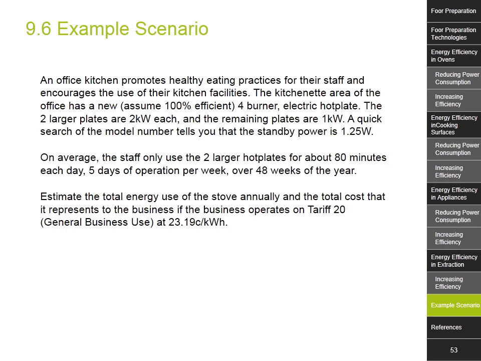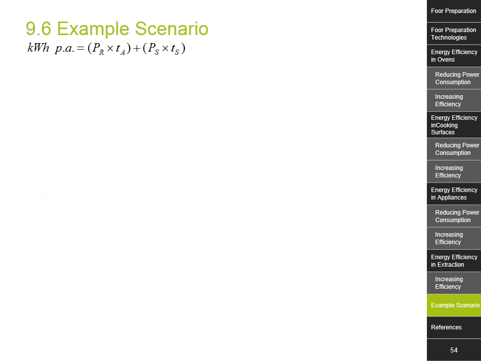Estimate the total energy use of the stove annually, and the total cost that it represents to the business if the business operates on Tariff 20, General Business Use, at 23.19 cents per kilowatt hour. To calculate the most accurate energy use, and therefore cost, we must account for standby energy use in using the following formula. Kilowatt hours per annum is equal to the rated power multiplied by the hours of active use per annum, plus the standby power multiplied by the hours of standby use per annum.